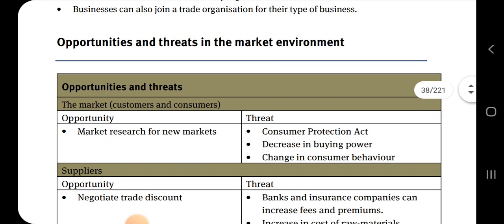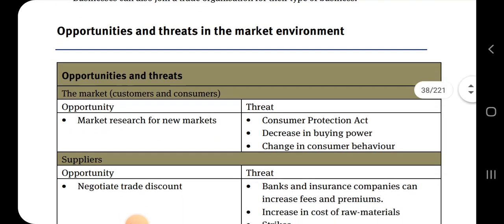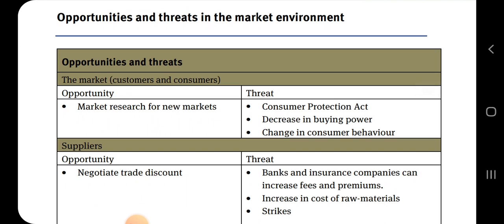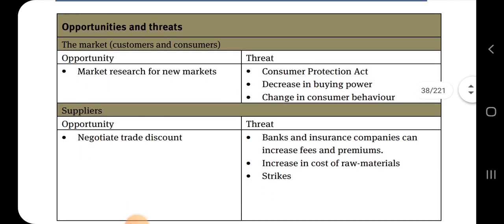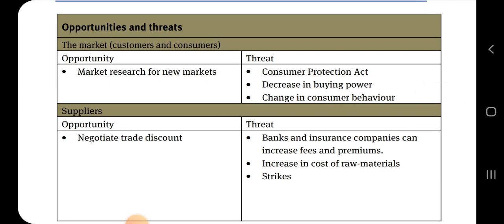And then we have opportunities and threats in the market environment. Just remember that opportunities and threats, guys, are external. Opportunities and threats are external. That is why the market environment has opportunities and threats that are external. We just have little control over it, not full.